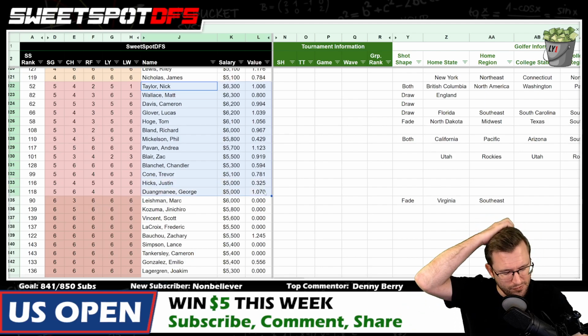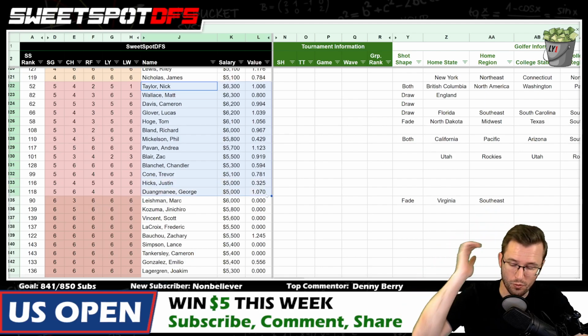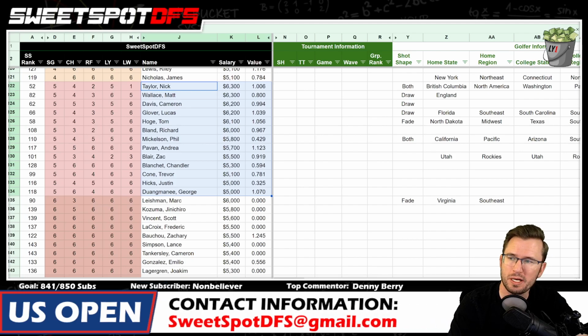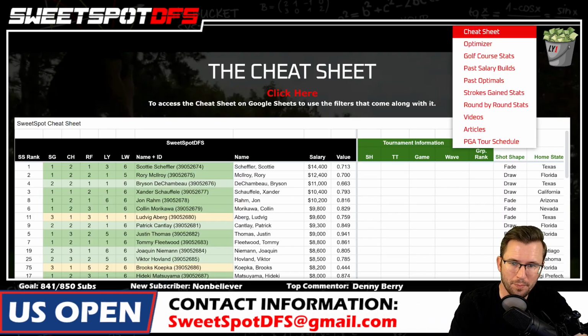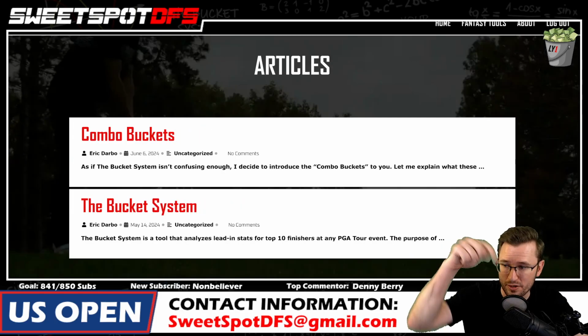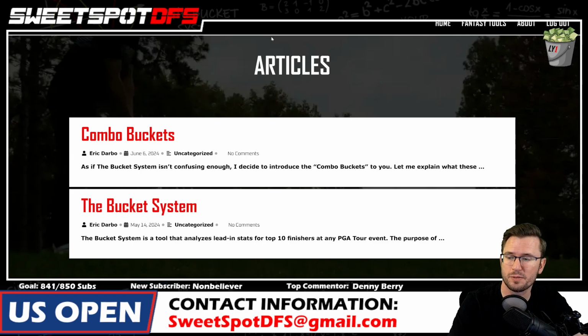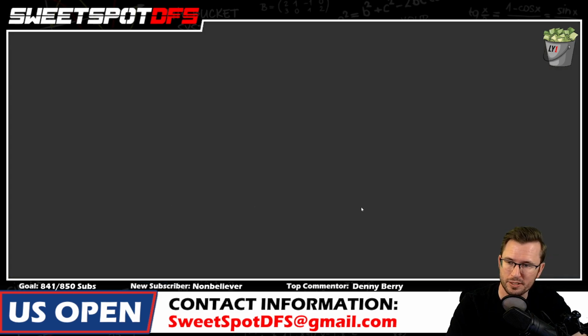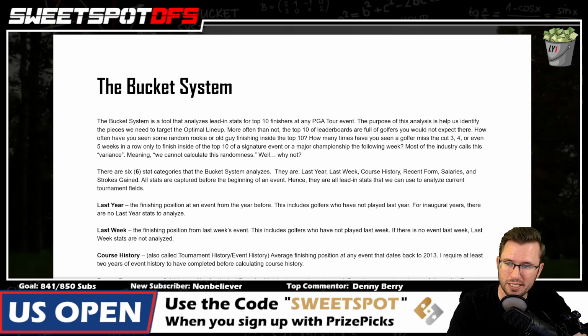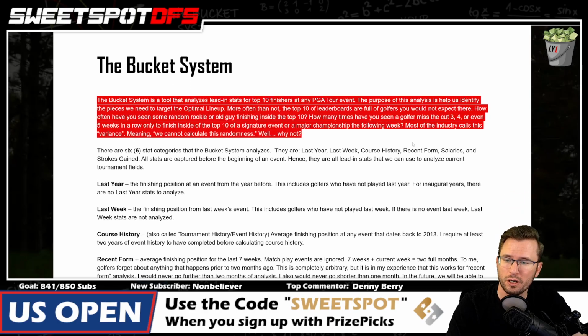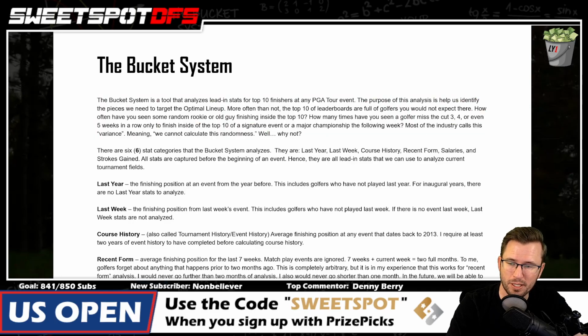And oh, by the way, if you're wondering why these buckets are the way they are, like what determines a strokes gain 1 versus a strokes gain 2, go to SweetSpotDFS.com. Up in the fantasy tools, click on articles. I do also have a video down in the description below that explains what the bucket system is, but you can also read it. I have created an article for you guys to read to see what the bucket system is all about. So there is an article for the bucket system. I forgot to mention that earlier.